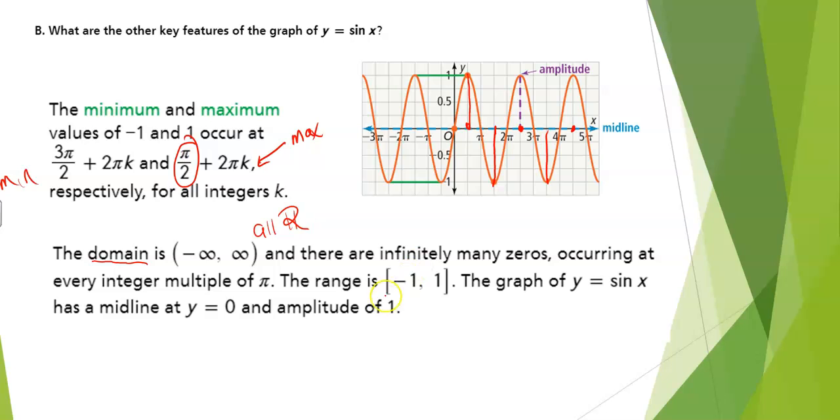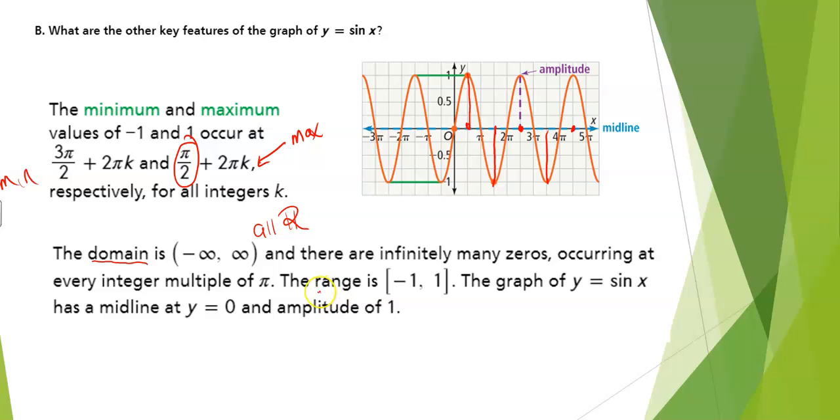And do you notice that there are infinitely many zeros occurring at every multiple of pi? So at pi and 2 pi and 3 pi and 4 pi, it's kind of interesting. When x is all of those, the y is 0. So that's kind of just an interesting observation.